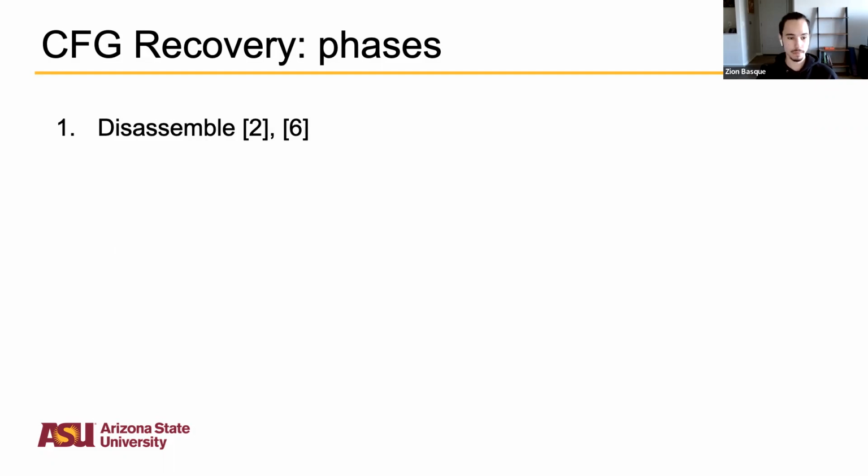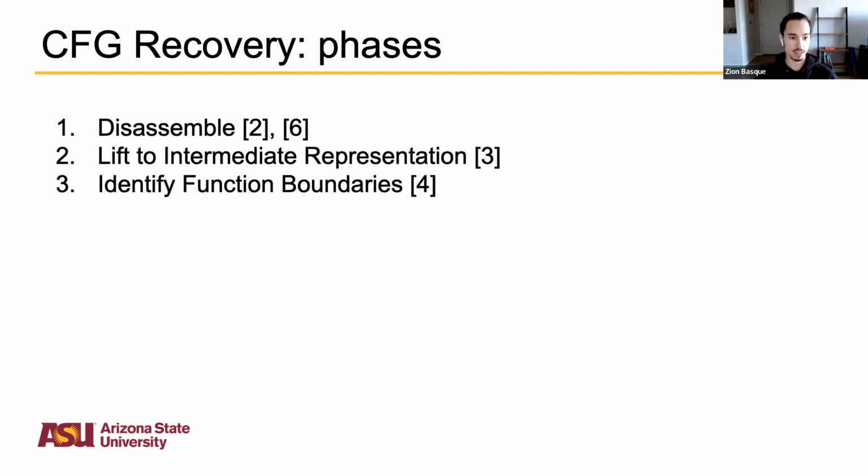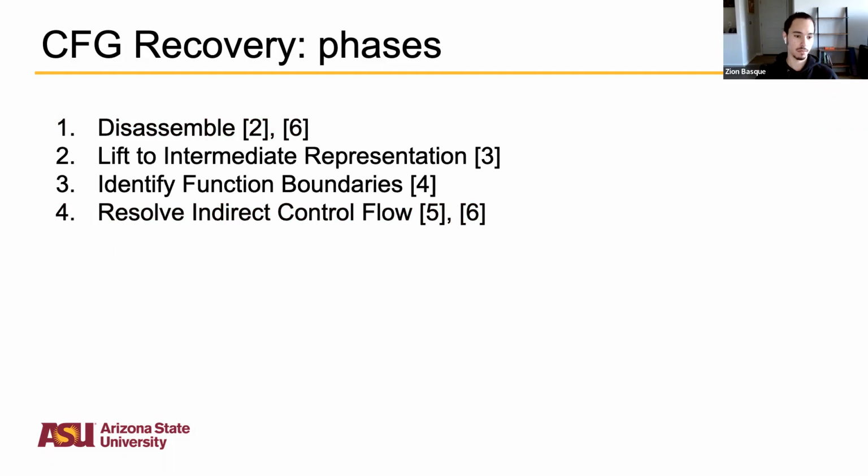So first you disassemble. Next, you lift to an intermediate representation. This intermediate representation can have profound effects on the rest of your program, so it is a significant thing to mark here. And then the third thing you're looking at is identifying function boundaries, and then fourth is resolving indirect control flow.